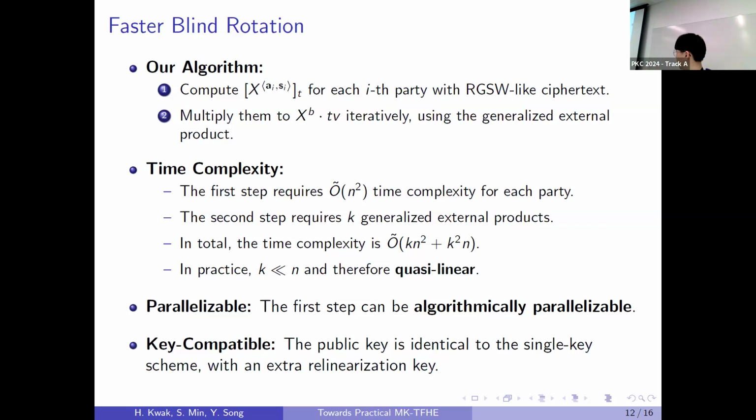The first step can be algorithmically parallelizable, and also it is key computable. In CCS19, since we have to perform a hybrid product, we need a special kind of structured single-key encryption. But instead, since we use the blind rotation in a single-key manner, we can just use a single-party scheme's public keys for our blind rotation, just with an extra Welling key.